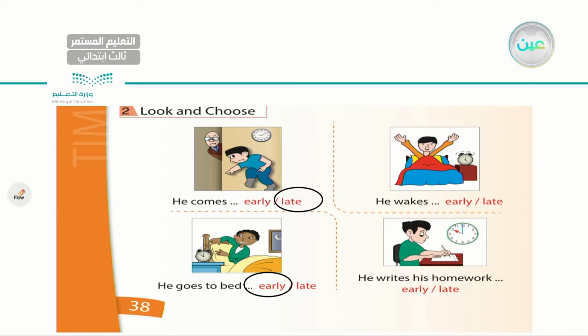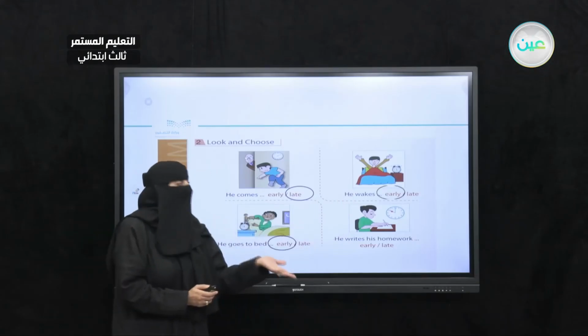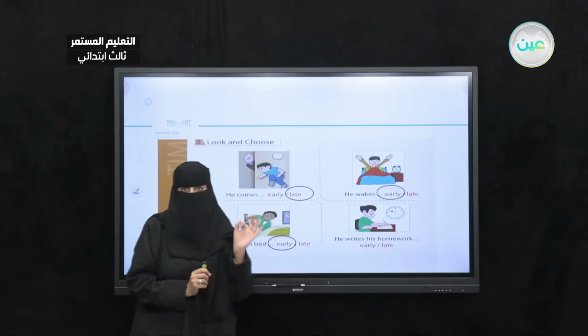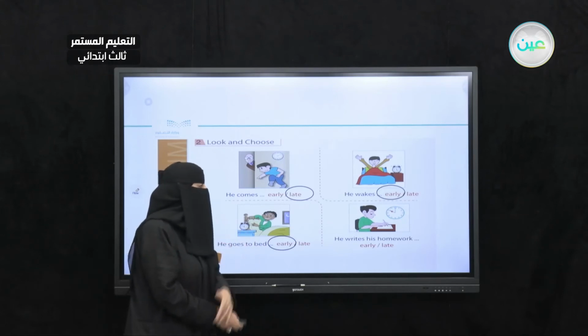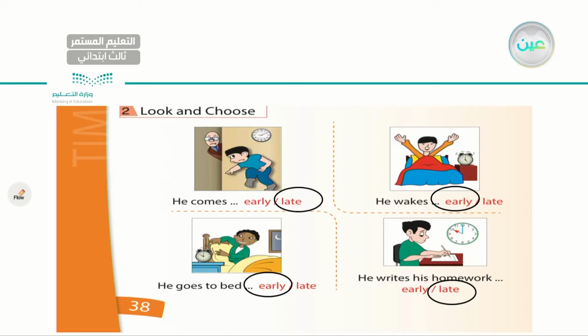Very good. Now let's go to the next picture. He wakes up. Actually, it's 5 a.m. in the morning. He wakes up early. Excellent. He wakes up early. Now let's look at the last picture. He writes his homework. Now let's look at the time. It's 10 p.m. So he writes his homework late. Very good. Make sure you choose the correct answers.